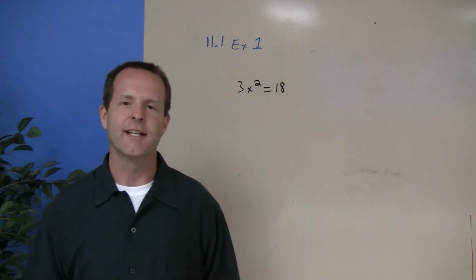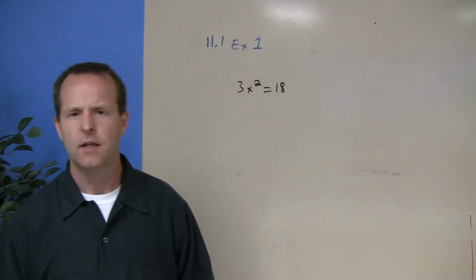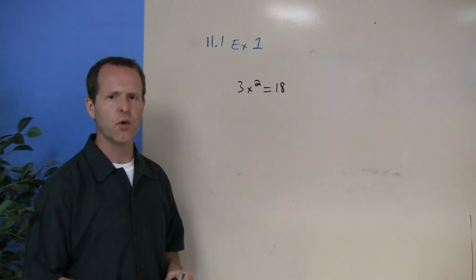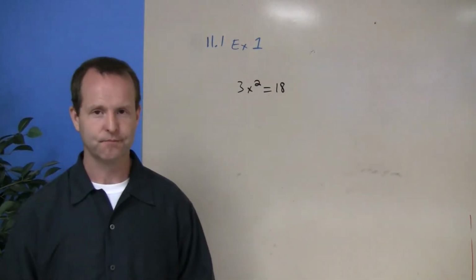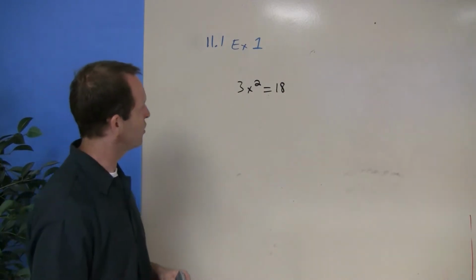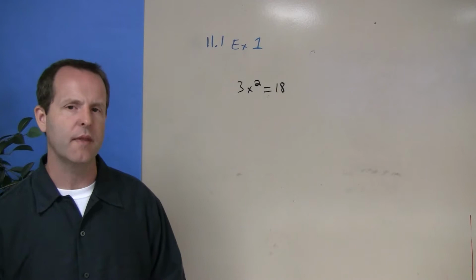We're going to start looking at some new types of equations or functions. And these are quadratics. Quadratics are basically a function or an equation that has a square in it somewhere. And the one we're looking at right now is 3x squared equals 18. Well, how do we start to deal with this animal?